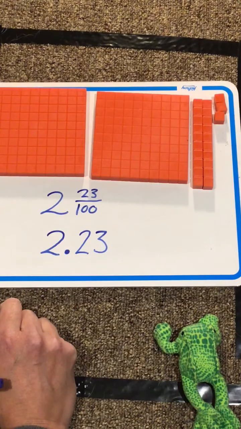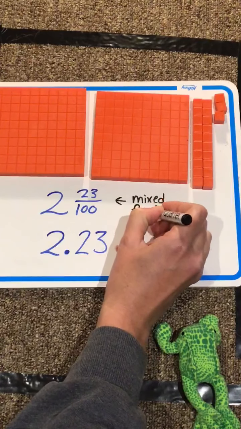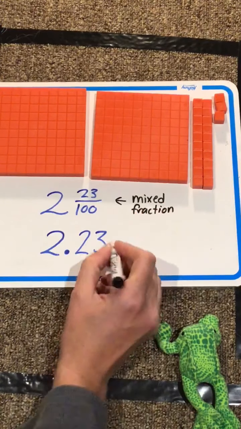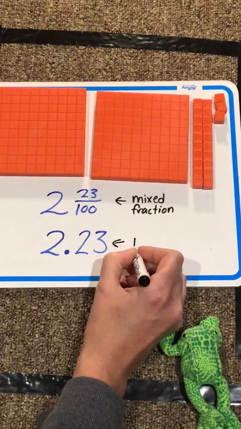Okay, so just a reminder that when they're asking you for a mixed fraction, that's what they're looking for. And if they're asking you for a decimal, that's what it's going to look like.